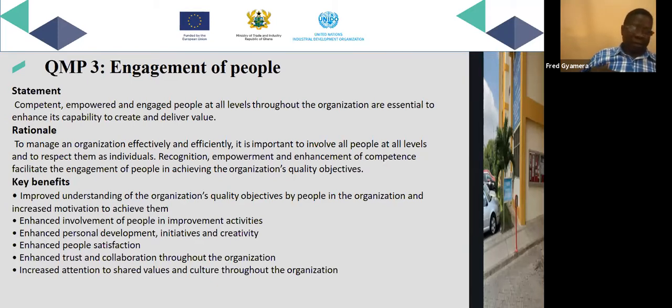Then the people are talking about satisfaction. It's not only the money or the pay you give them, but when they see that they are part and parcel, they are engaged in the improvement activities, the satisfaction is achieved. Trust and collaboration throughout your company. Very key. Attention to shared values and culture throughout. It's nobody's property. You share those values and culture throughout the company, and that should be inspired by leadership at all levels.